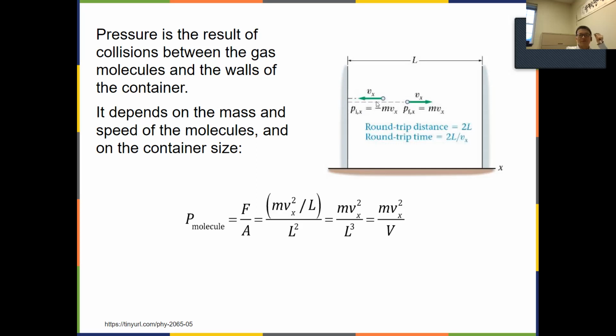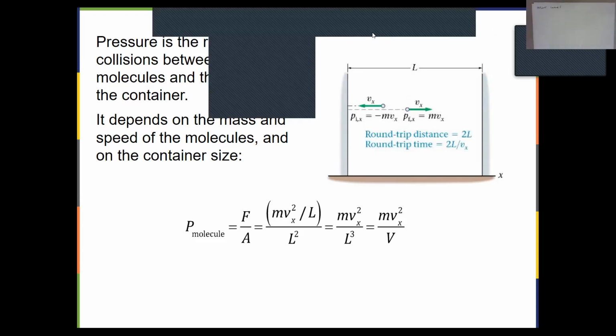How frequently does that happen? It has to do with the time the molecule travels back and forth. The distance traveled by the molecule is 2L, so the time required for the round trip is 2 times L divided by Vx. I'm going to switch my camera here so you can see the algebra better, but you might want to have your PowerPoint slide open somewhere so you can refer to the figures for the algebra.